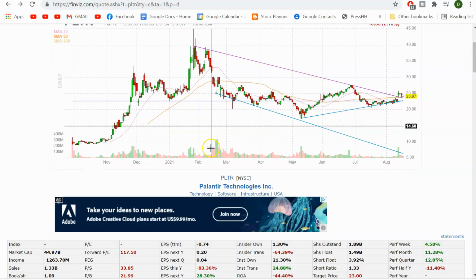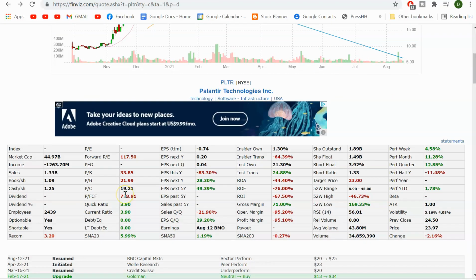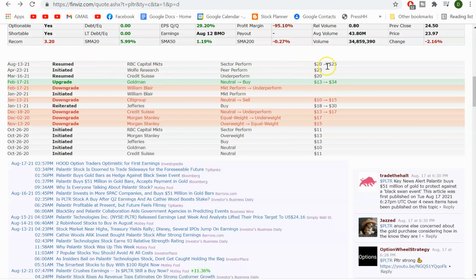23. That's not optimistic. No current PE. That means it's not profitable. Forward PE says it's going to be profitable. It's a sell recommendation here, but it is optionable and shortable like that. This is not optimistic either. It's trading about where it's at.